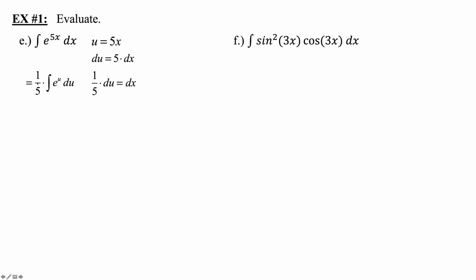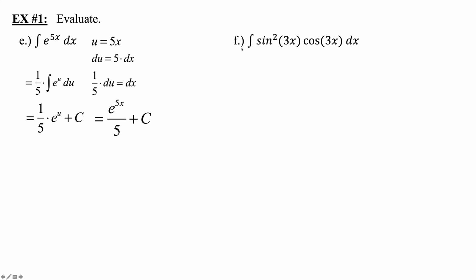And now we'll integrate 1/5. Like I said, we'll move that out to the front, times the integral of e to the u du. Well, e to the u, our rule says that's just e to the u plus c. So our 1/5 times e to the u plus c is good. Wait a minute, we're not done. We bring 5x back in for u, and there's our answer: e to the 5x over 5 plus c.